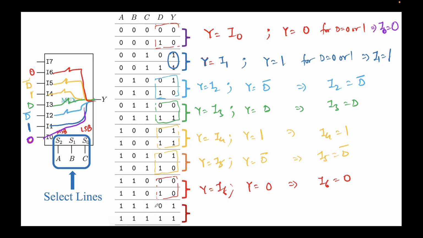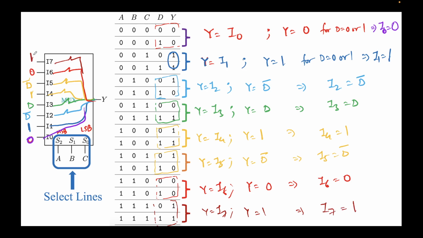We have to see these last two rows, and we have to consider this chunk of truth table. Here y is nothing but I7. This means the topmost switch, y equal to I7, and we see y is 1 irrespective of the value of d. This implies I7 equal to 1.